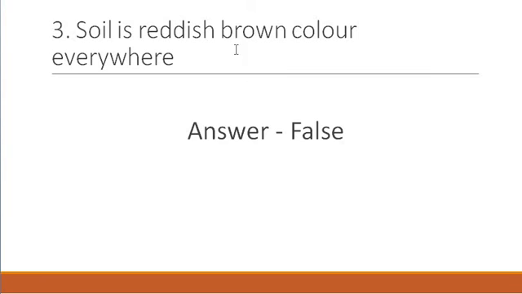Moving on to the third one. Soil is reddish brown color everywhere. No. I even showed you the photo of the soil, how they are different, correct? Black soil, red soil, alluvial soil, they all are different types, correct? So here not everywhere is soil reddish, correct?